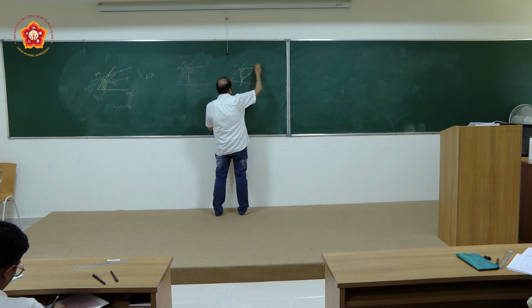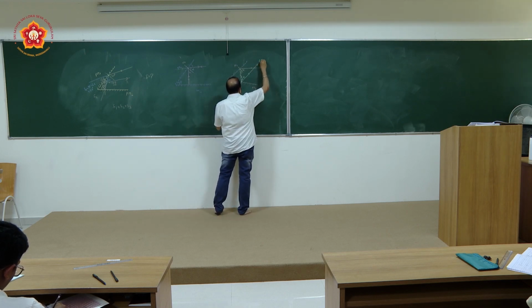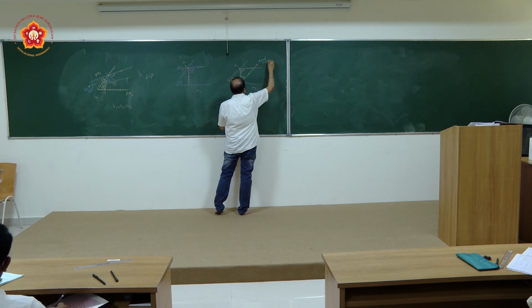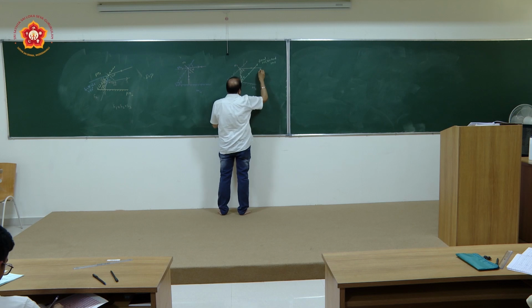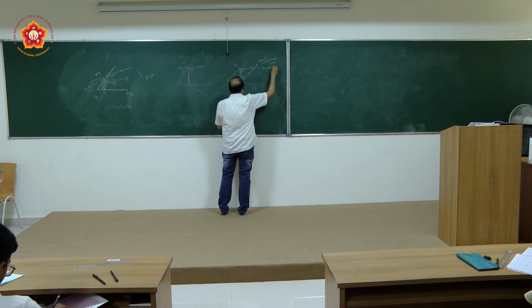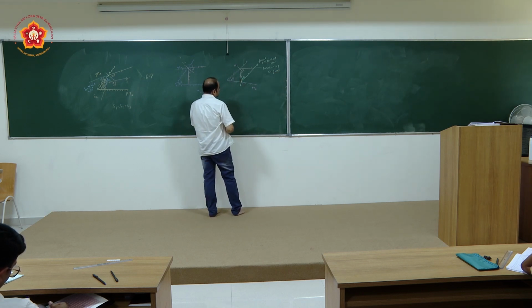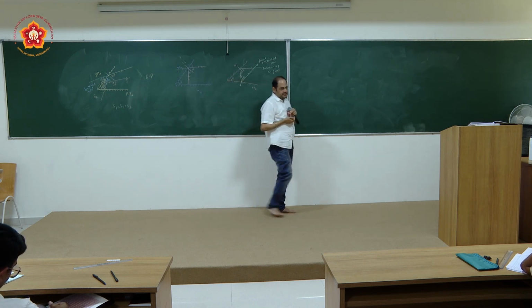This is the final reflected ray. Final reflected ray. And this one, the horizontal one, is an incident ray. Now find out the angle of deviation. How much will the total angle of deviation be?